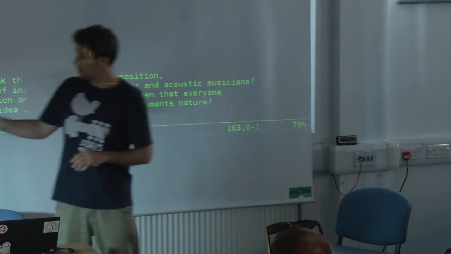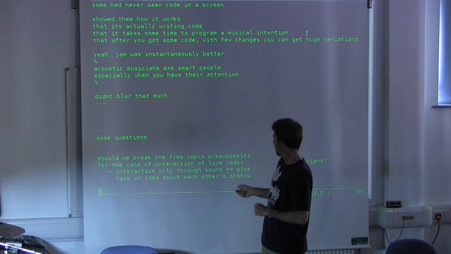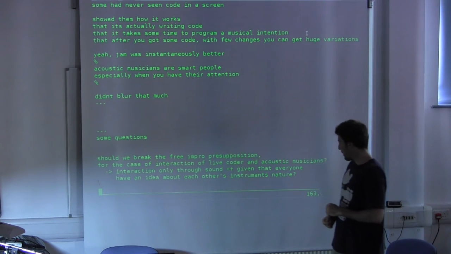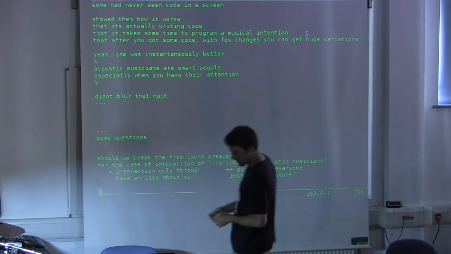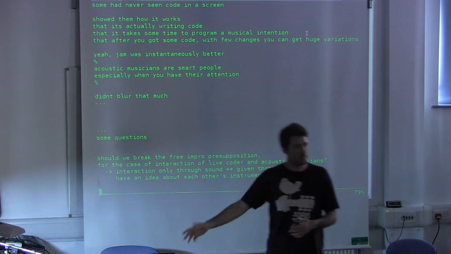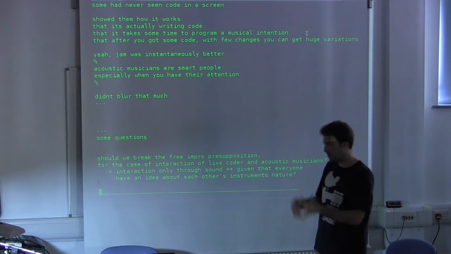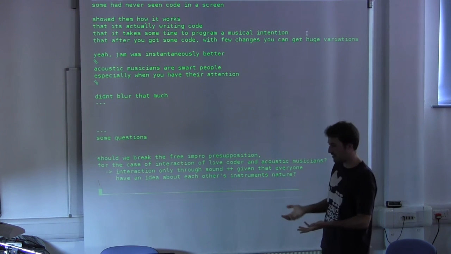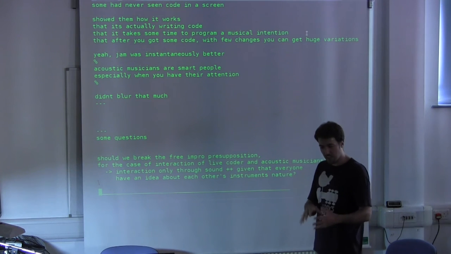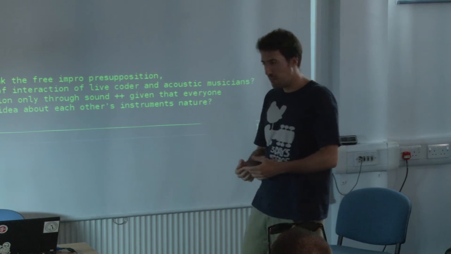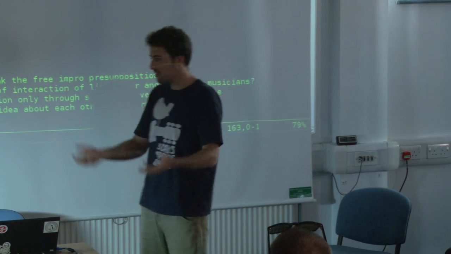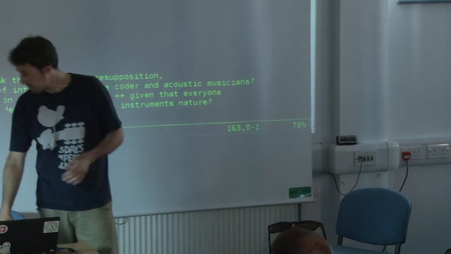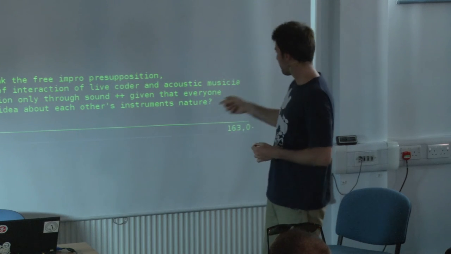So, some questions about that. Should we break this free improvisation presupposition about interaction only through sound and add this, given that everyone has an idea about each other's instruments' nature? Because only after I showed them what I was doing here could we effectively interact. By the time they understood what was happening, the interaction really started to happen. They understood that they had to give me some time to follow them, or prepare a layer for me to have my sounds in it, and then we talk better, something like that. So this is one of the things I was thinking.